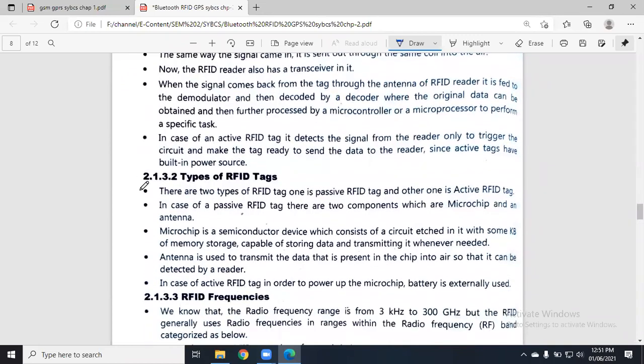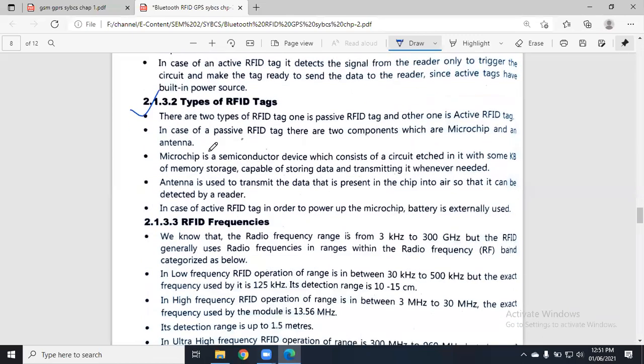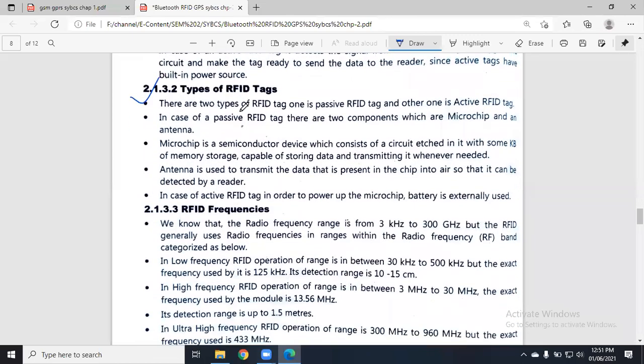Next up, types of RFID tag. Which are the different types of RFID available in the market? We know there are two types: one is the passive RFID and the other is the active RFID.